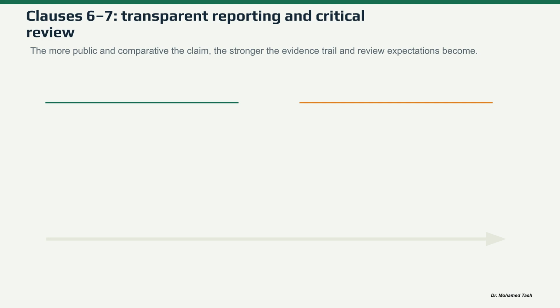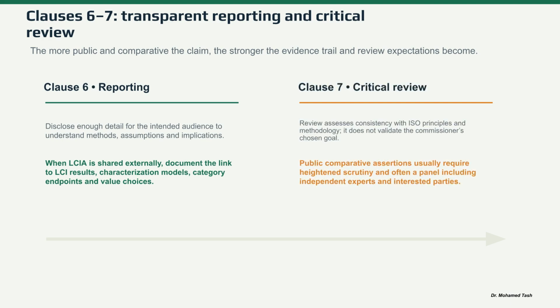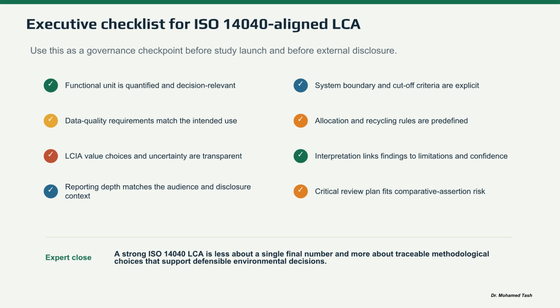Clauses 6 and 7 mandate transparent reporting and critical review. Reporting involves audience-appropriate detail. Review assesses methodological consistency. The review rigor must increase as the risk of public disclosure and comparative assertion grows. Here is an executive checklist for an ISO 14040 aligned LCA. A strong LCA is about traceable methodological choices, not just a single number, ensuring defensible environmental decisions.